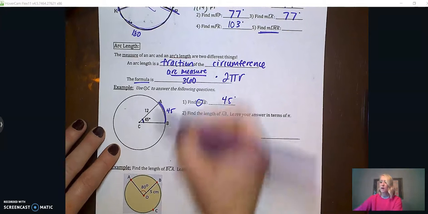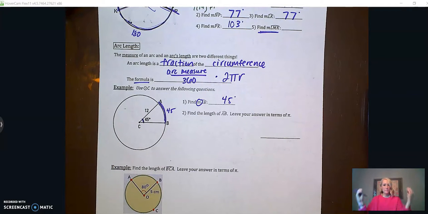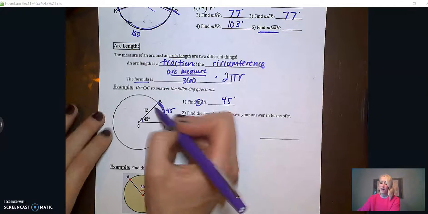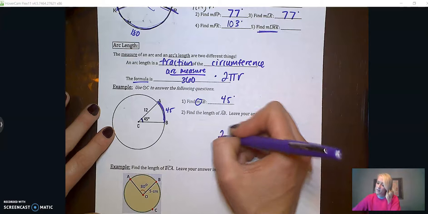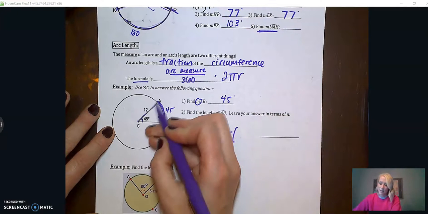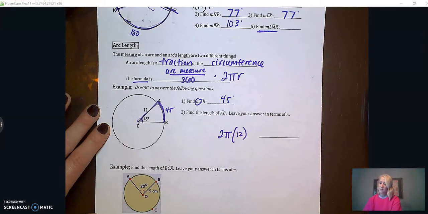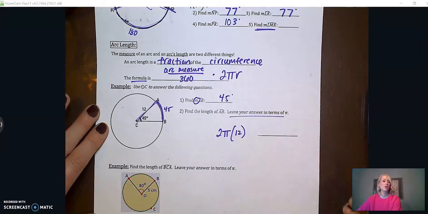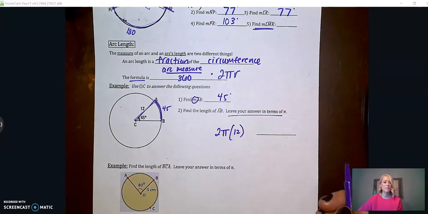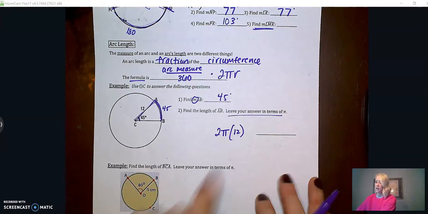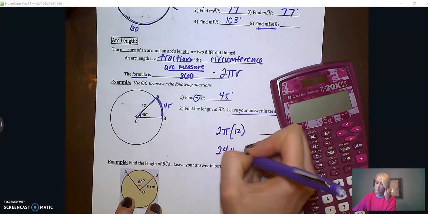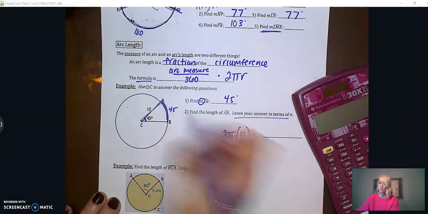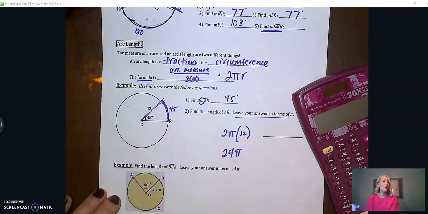I want to figure out, well, how long is that arc if I actually measured it? So here's what I do. I'm going to think big. I know that all the way around is the circumference. So let's find that. 2 pi, the radius here is 12. Okay, notice they say leave it in terms of pi. It's the same deal as simplest radical. You don't multiply the pi in your calculator. So I would just do 2 times 12 and then stick the pi back on. So 24 pi is like the distance all the way around.